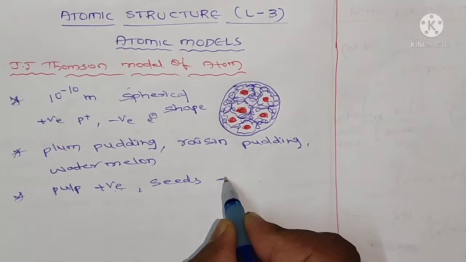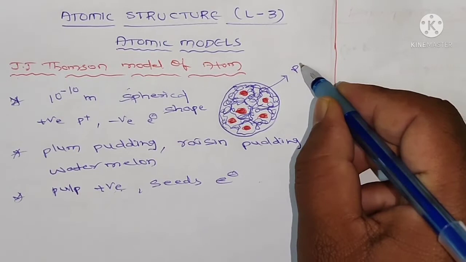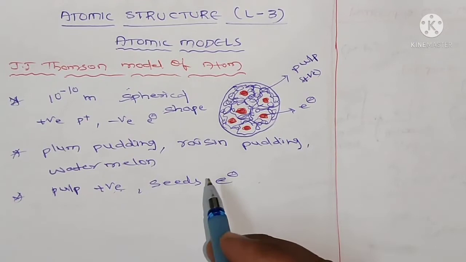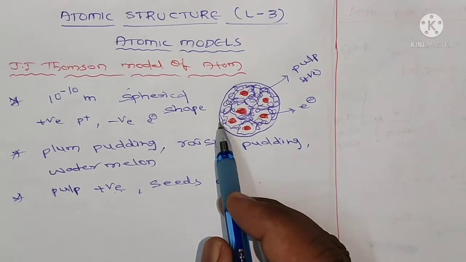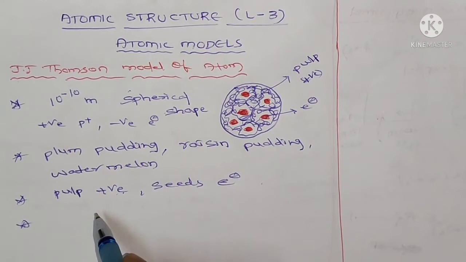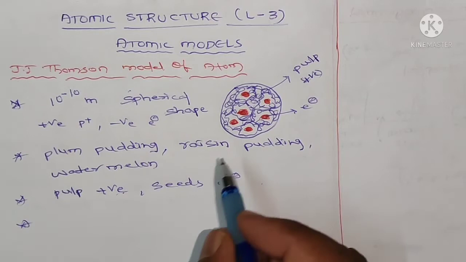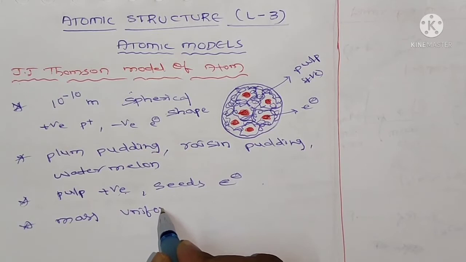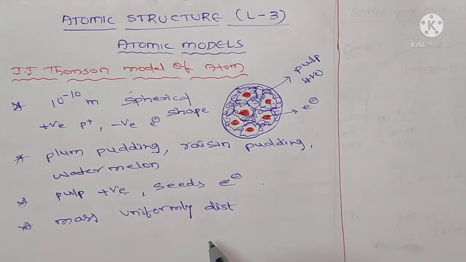So here the pulp is the positive charge distribution, and this one is the electron. In a watermelon the pulp shows positive charge distribution and the seeds show the electrons. The important feature of this model is that the mass of the atom is uniformly distributed over the atom.